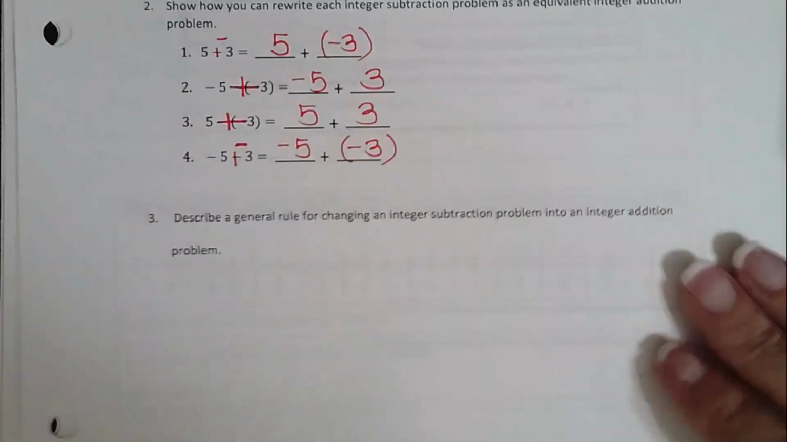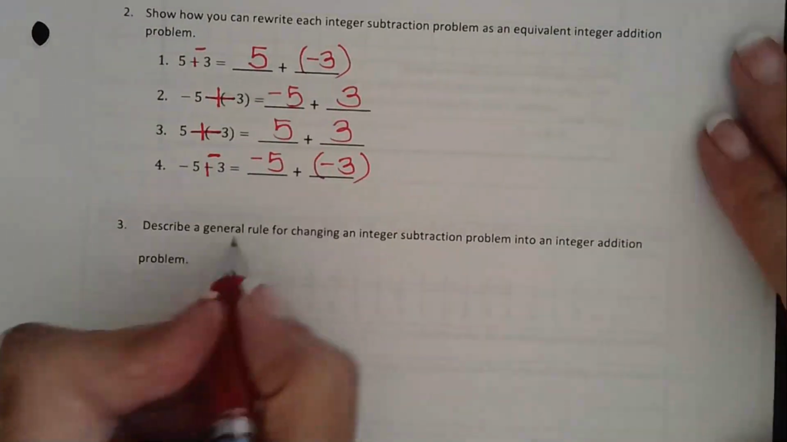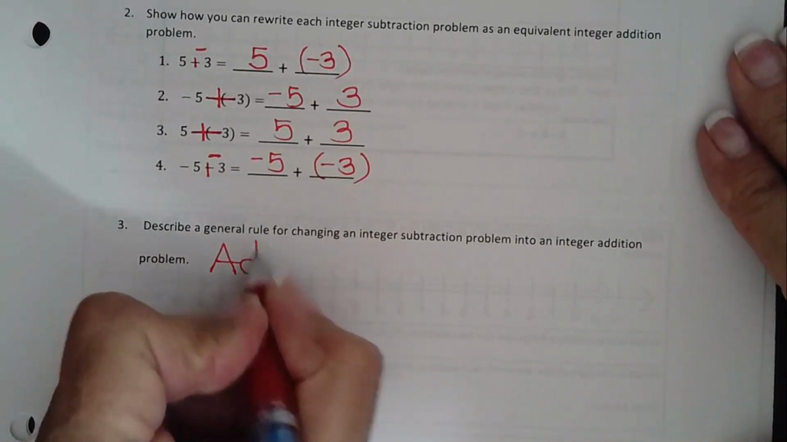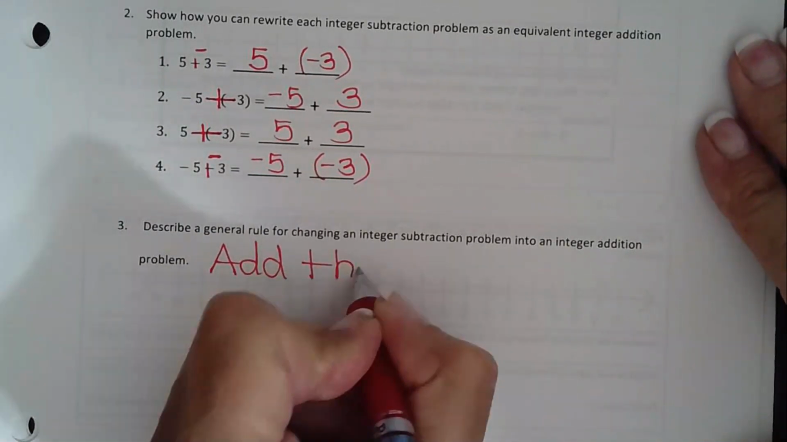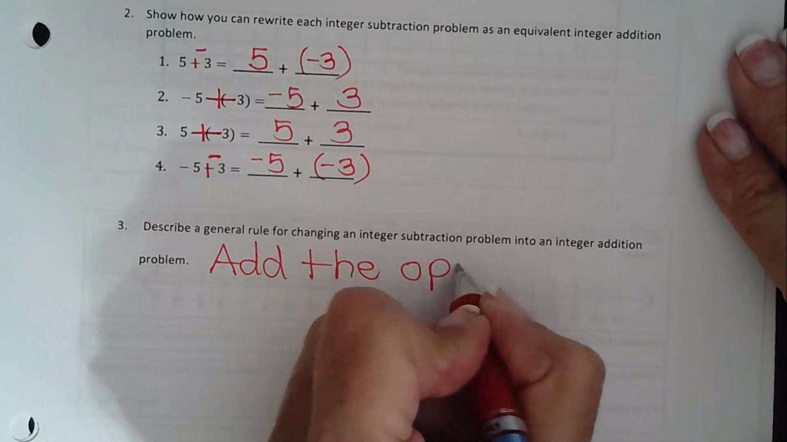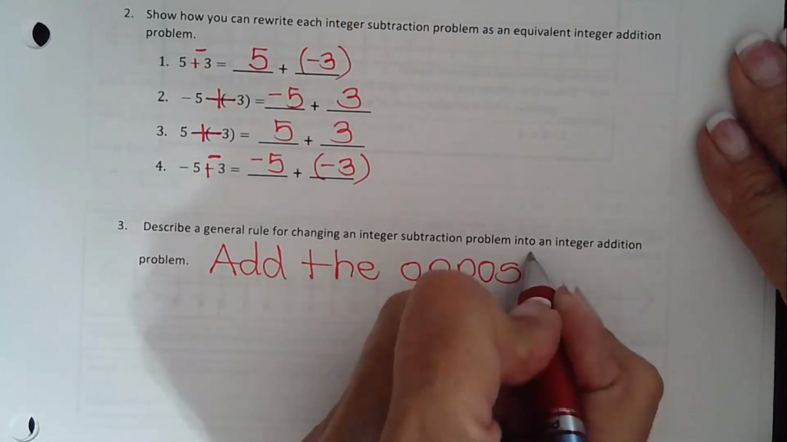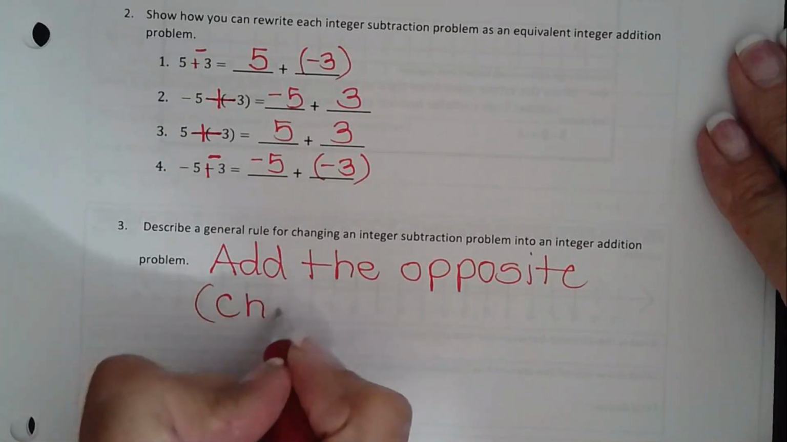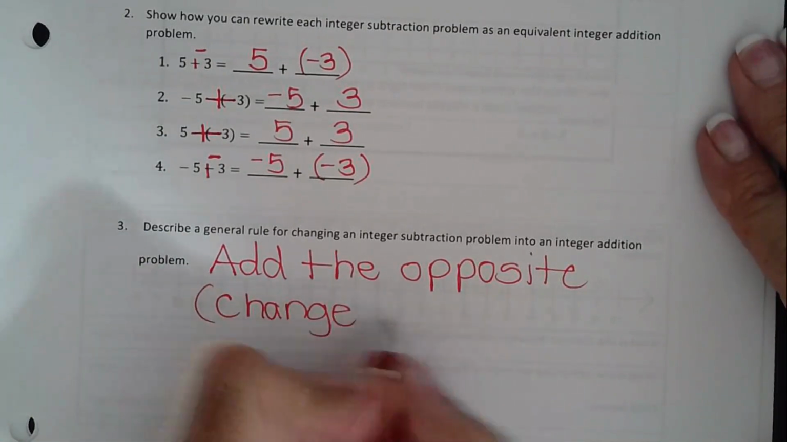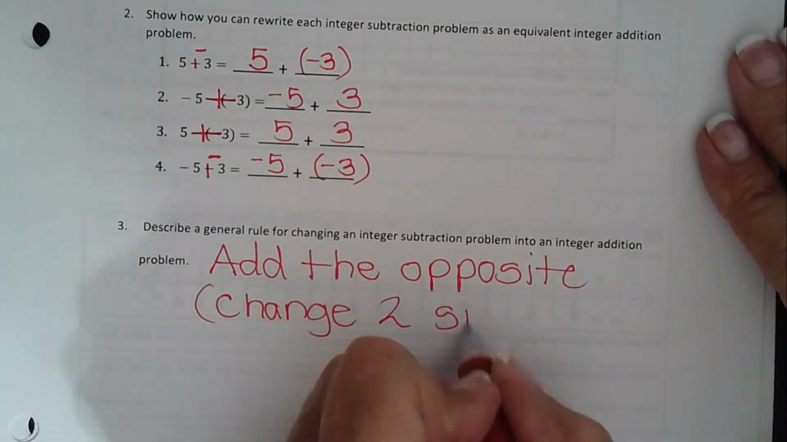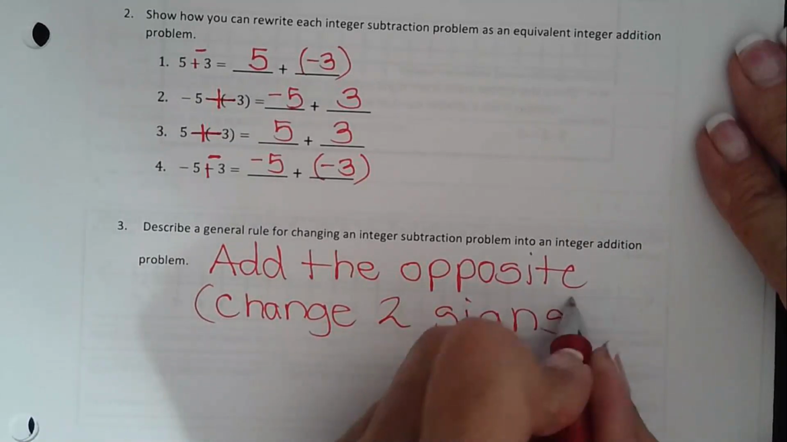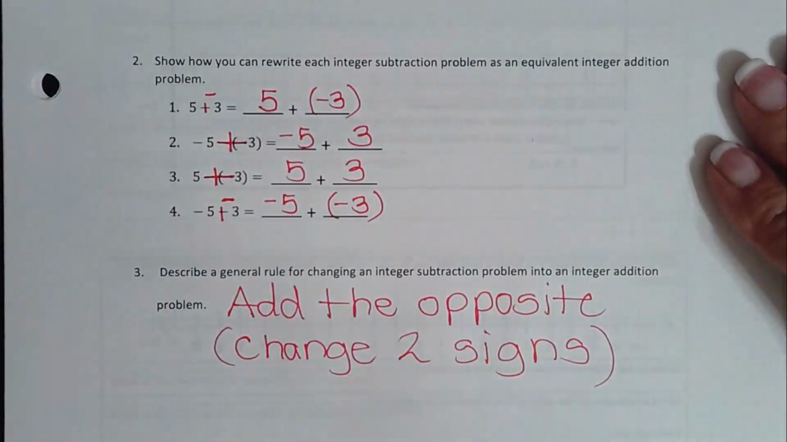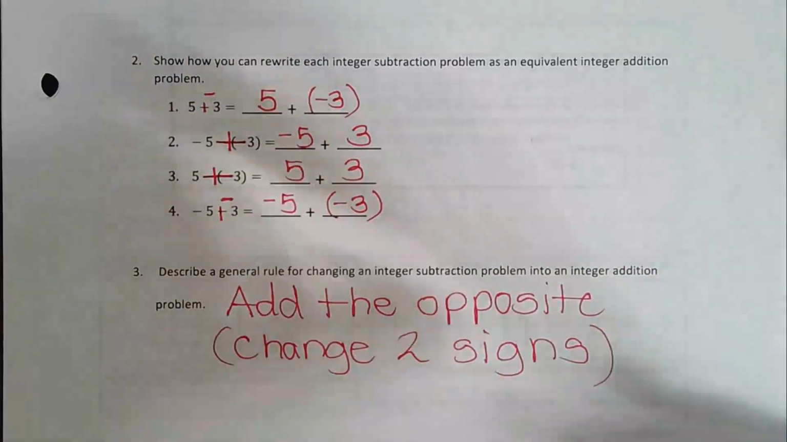Okay, we already did that. Well, let's just write add the opposite. You have to change 2 signs. The middle sign, change it to plus, and then the sign of the other. And you can look all the way down here and see that.